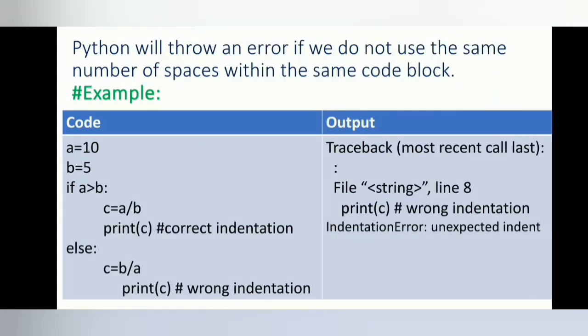Python will throw an error if we do not use the same number of spaces within the same code block. Example. In this example, Python will throw an error due to the wrong indentation. Here in the else part, we have used a different number of spaces in the same block of code. That's why Python will throw an indentation error. So all statements in a single code block must be indented with the same number of spaces.